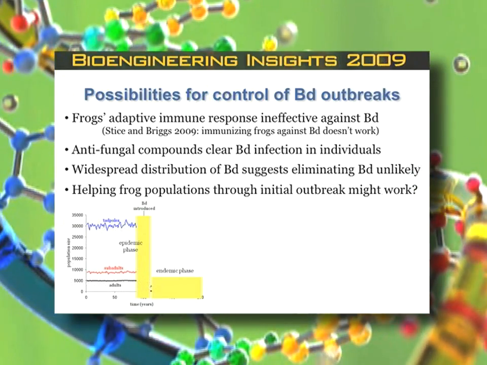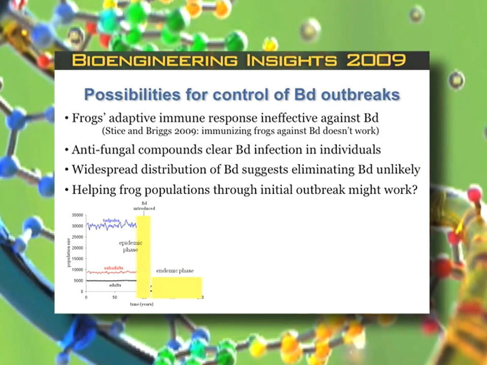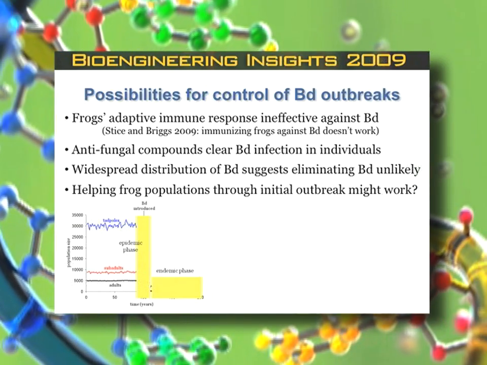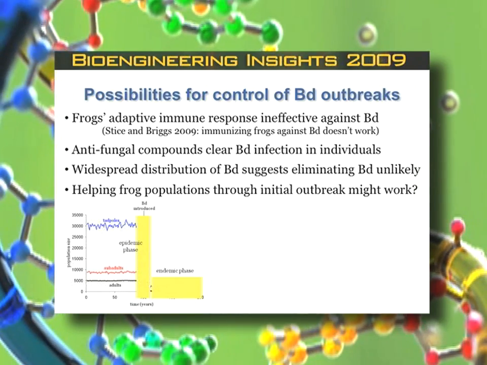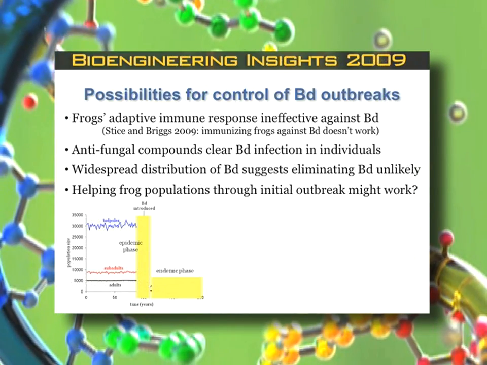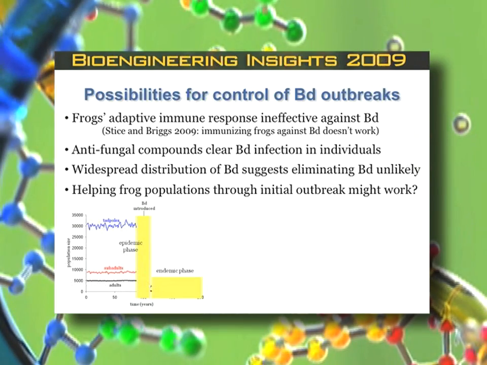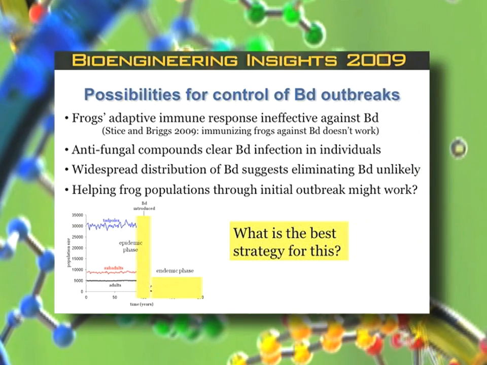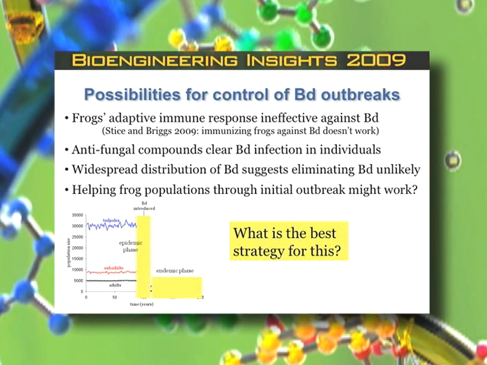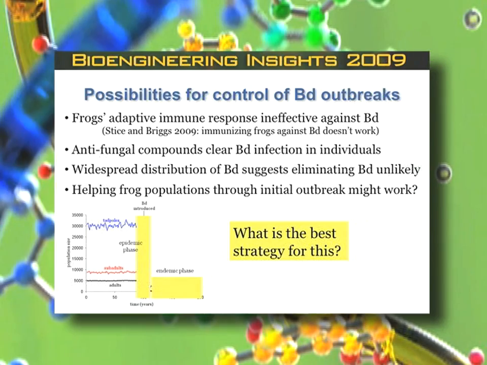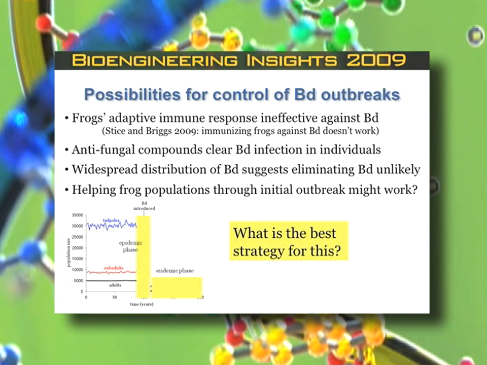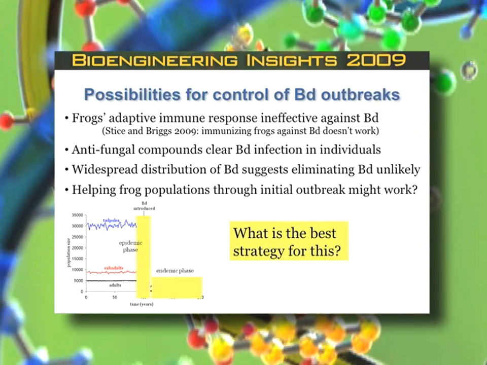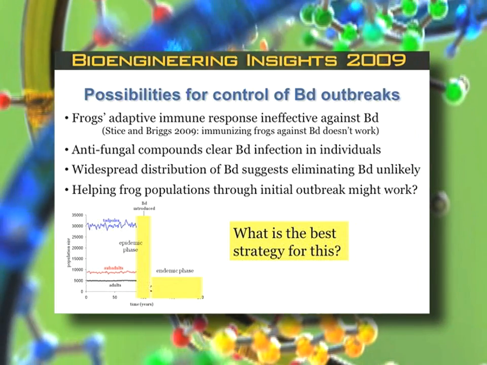However, given the widespread distribution of BD at this point, people are finding it all over the world, it seems unlikely that we're going to be able to totally eliminate BD from populations. And so maybe our best bet for persistence of some of these threatened populations is with BD present, persisting in an endemic state. And so maybe our target for control should be helping the populations through this initial outbreak. And so we can use models to ask what is the best strategy for this.